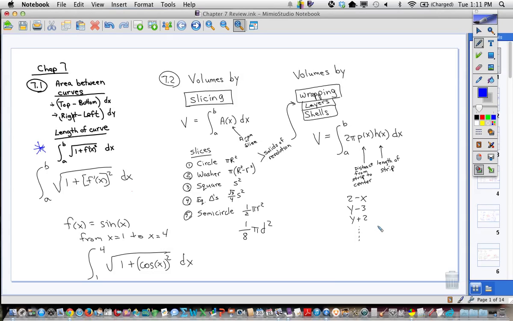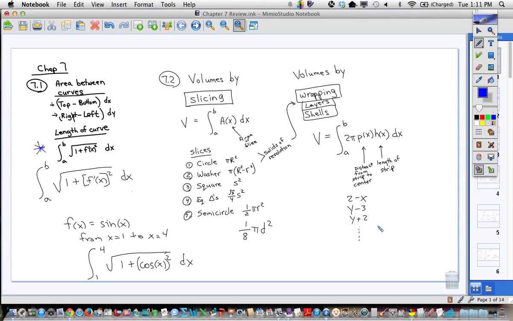And that was that formula. 1 plus, somebody in their class asked, is that f prime all squared? So I rewrote it here. So if I'm doing the function sine x, and I want to know how long is sine x from 1 to 4, I just do the integral from 1 to 4, and I plug it into this. So the derivative of sine is cosine, so it's 1 plus cosine squared, all under the square root. Type in that integral, and away I go. Okay, so that's just a formula you got to memorize, just length of the curve.